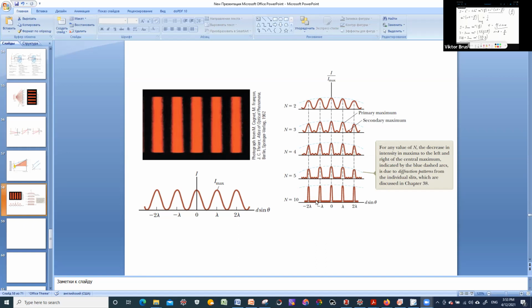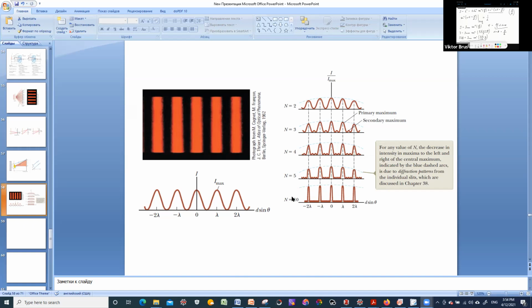However, keep in mind that the light intensity here is still not equal to 0, because it corresponds to the level of the secondary maxima, and they are much weaker than the primary maximum. However, they are still not 0, so we still get some signal in this area.